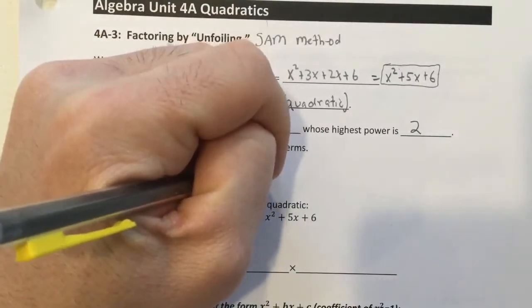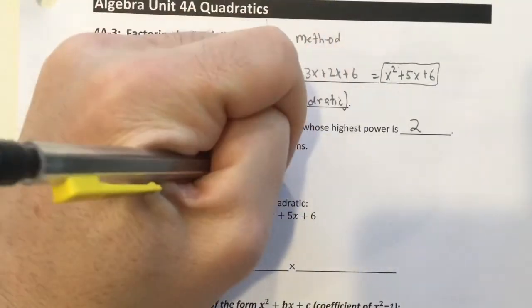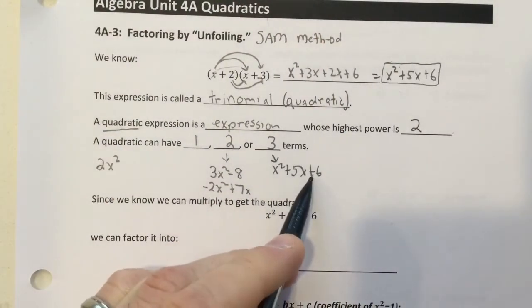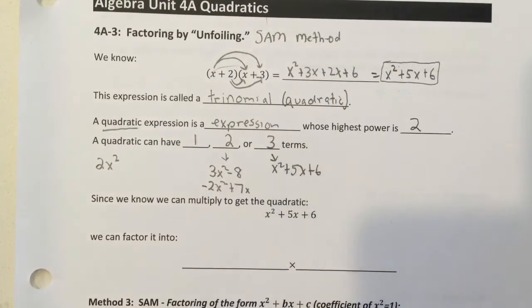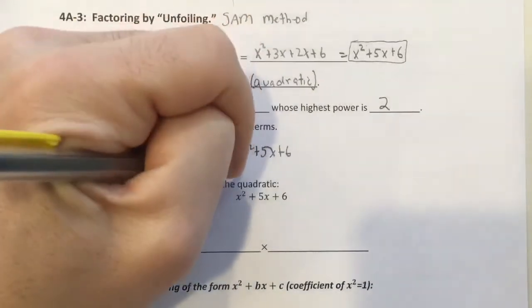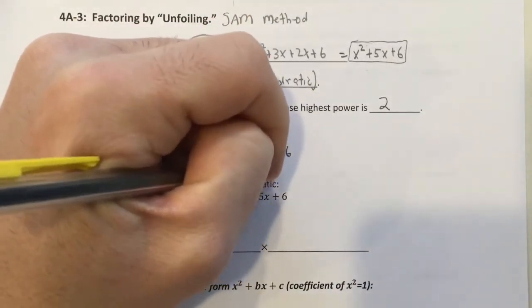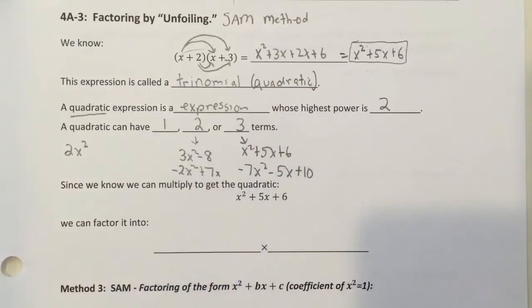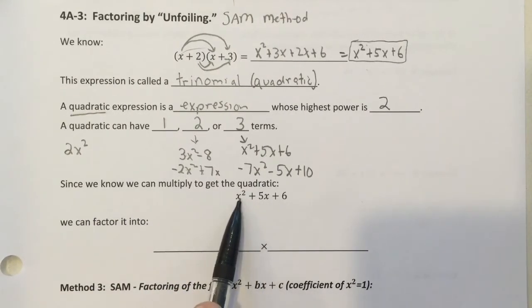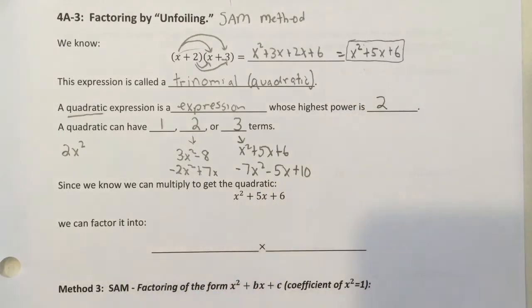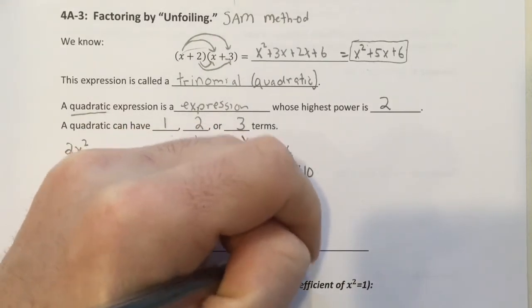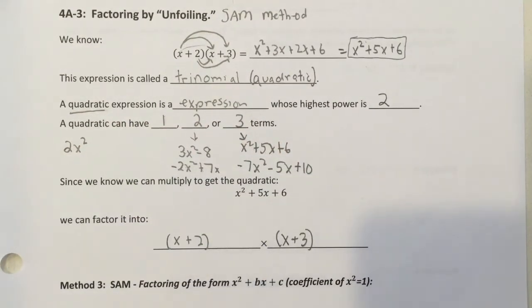And then a quadratic with 3 terms would look something like up here. X squared plus 5x plus 6. There's 3 terms because there's plus signs here. 1 term, 2 terms, 3 terms. Highest power of x is a 2. We could do negative 7x squared minus 5x plus 10. Still a quadratic. Highest power of x is 2. So what we now know is, if we started out with x squared plus 5x plus 6, we can then factor it into x plus 2 times x plus 3, kind of working backwards. This is now factored because it's separated by multiplication.